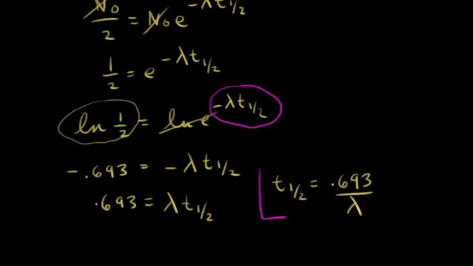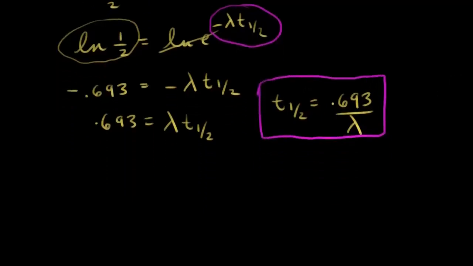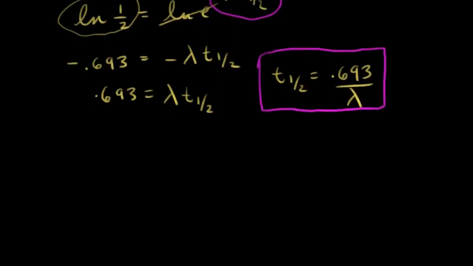And so this is one of those equations that you see for half-life. So what if you wanted to go ahead and solve for lambda, the decay constant? That's obviously really simple. We just do the decay constant is equal to 0.693 divided by the half-life.